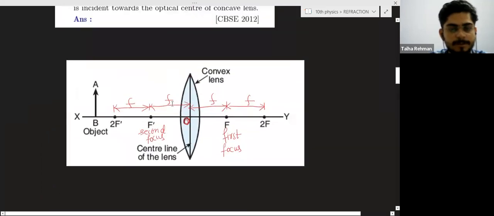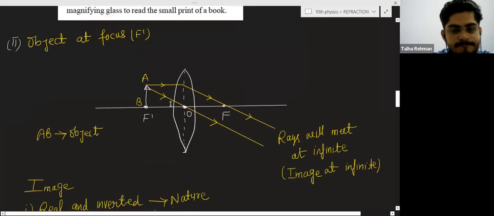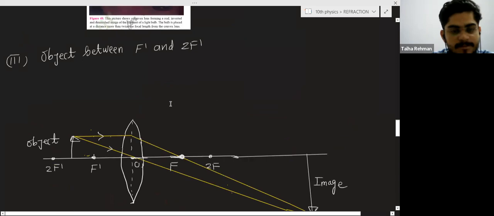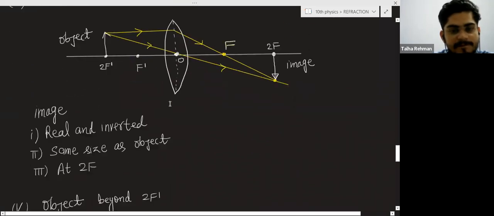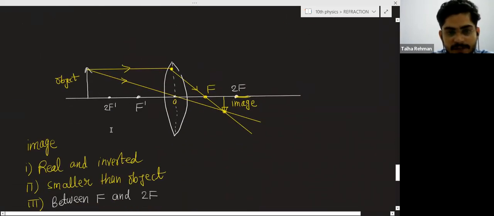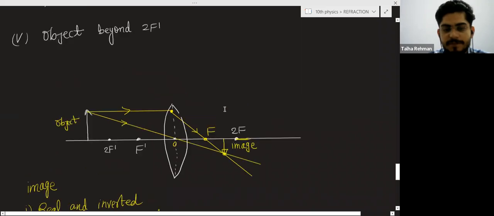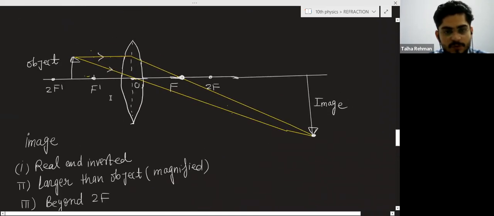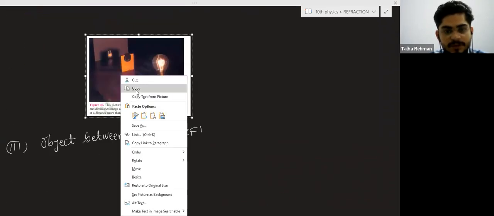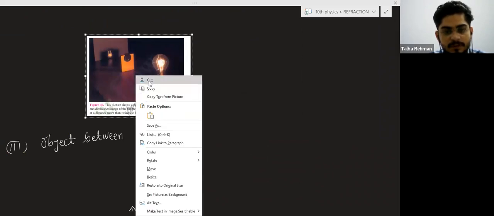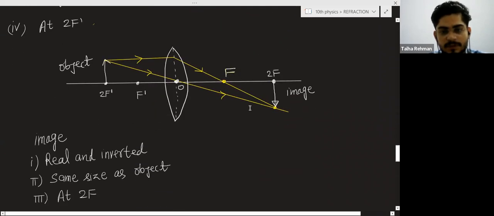See here. See this case. In this case, this object is larger and the image is smaller. So in real life, what happens? You can see.